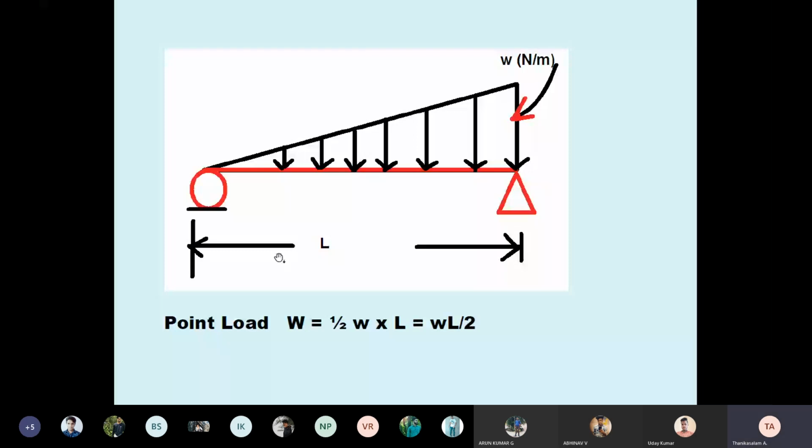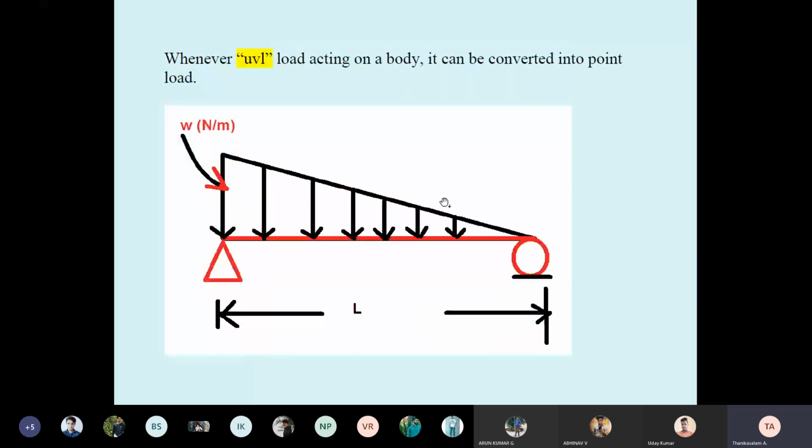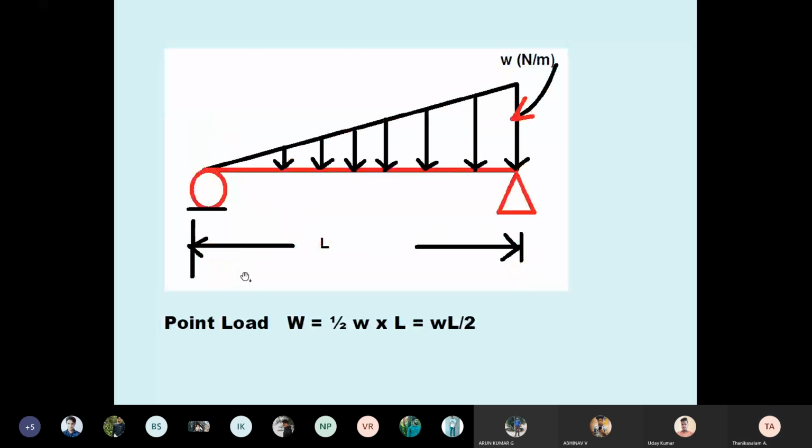See, for UDL rectangle, it is small w into L. For UVL, it is like a triangle. So for the triangle area, the point load equals half into base into height. The base is the length, into height small w. So point load equals small w L divided by 2. Okay, we converted the point load.